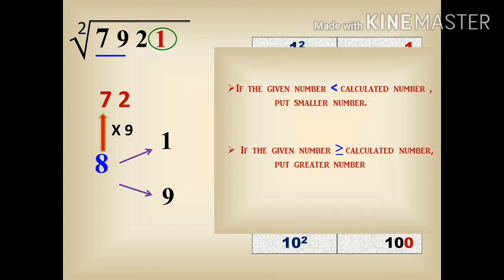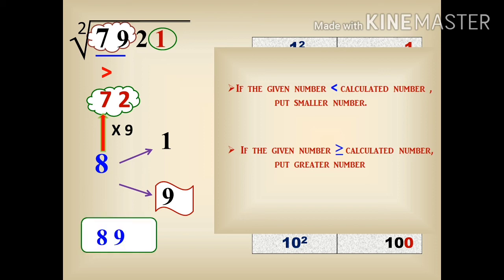Finally, we are going to do the comparison. So the comparison is between the given number 79 and the calculated number 72. In this example, 79 is greater than 72, right? So we are supposed to write the larger number in 1 and 9. So the square root of 7921 is 89.